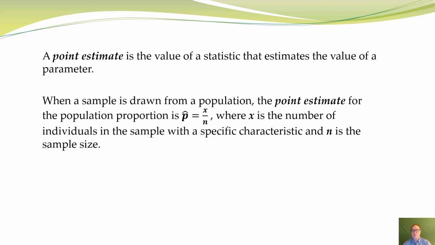When a sample is drawn from a population, the point estimate for the population proportion is p hat, which is equal to x divided by n, where x is the number of individuals in the sample with a specific characteristic, and n is the sample size.